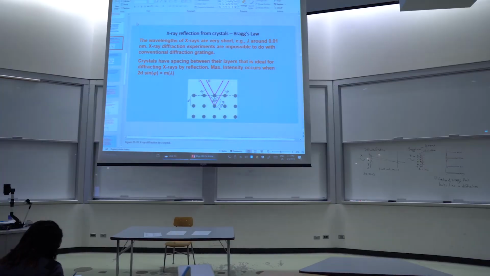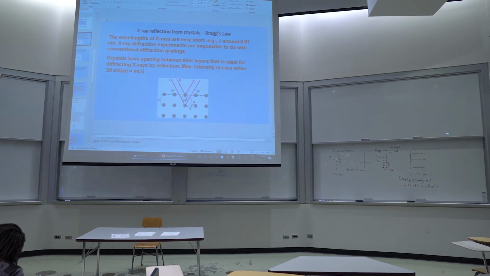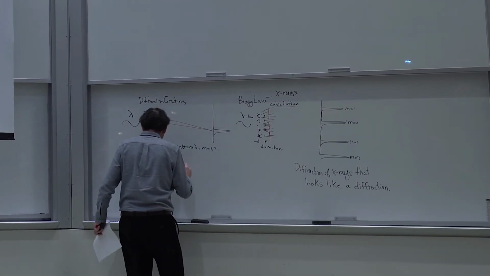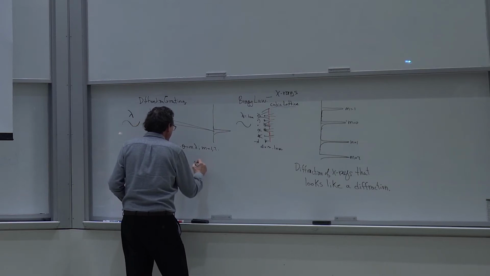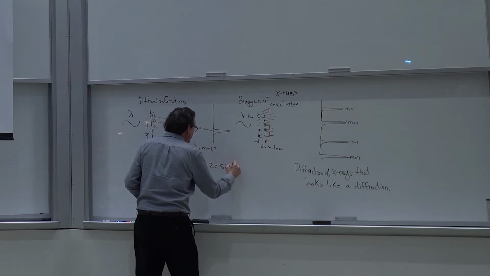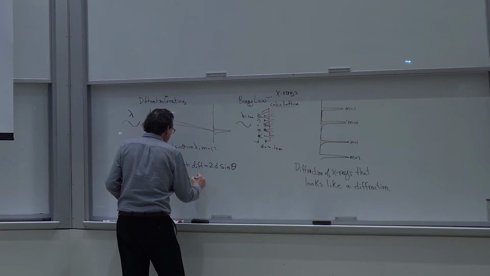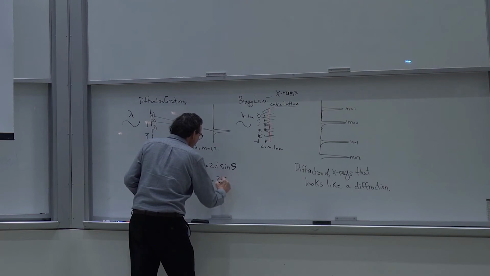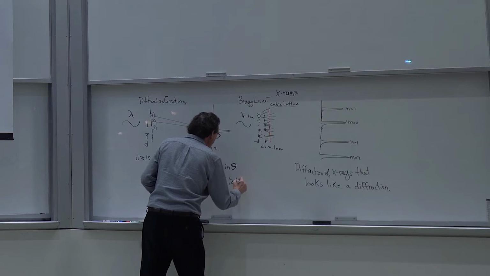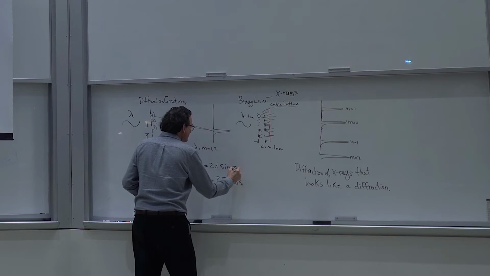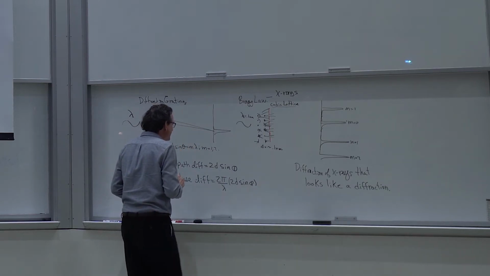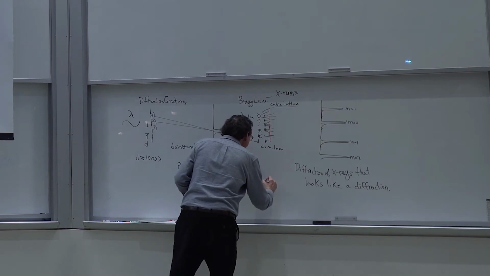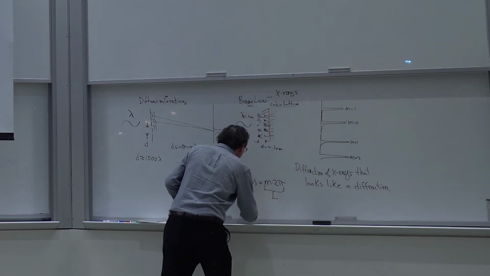So the path difference is equal to 2d sine theta, then the phase difference is equal to 2 pi over lambda times 2d sine theta. I'm sorry, it's just sine phi. Let's use the same nomenclature as the angle in the slide up above. And when this phase difference is equal to m times 2 pi, then I will get constructive interference.